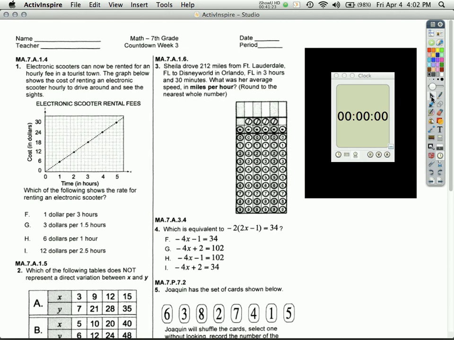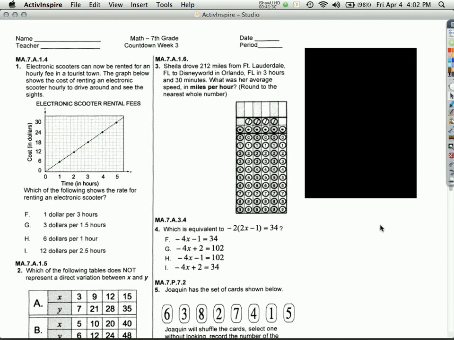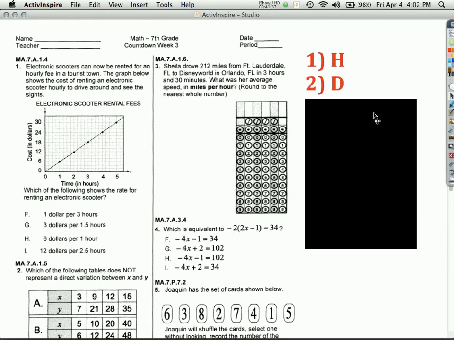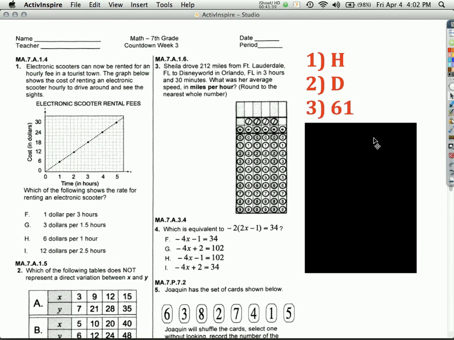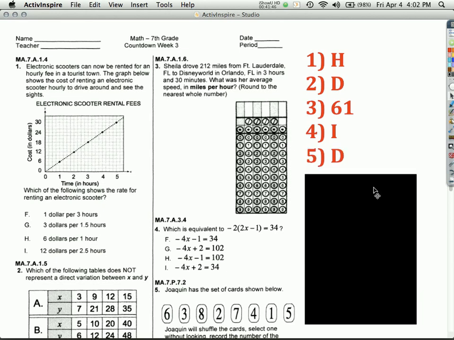All right, colored pens up. Now, this one counts. So let's see how we did. Number 1 is H. Number 2 is D. Number 3 is 61. Number 4 is I. Number 5 is D. So now, calculate your percent. Shouldn't be difficult at all.